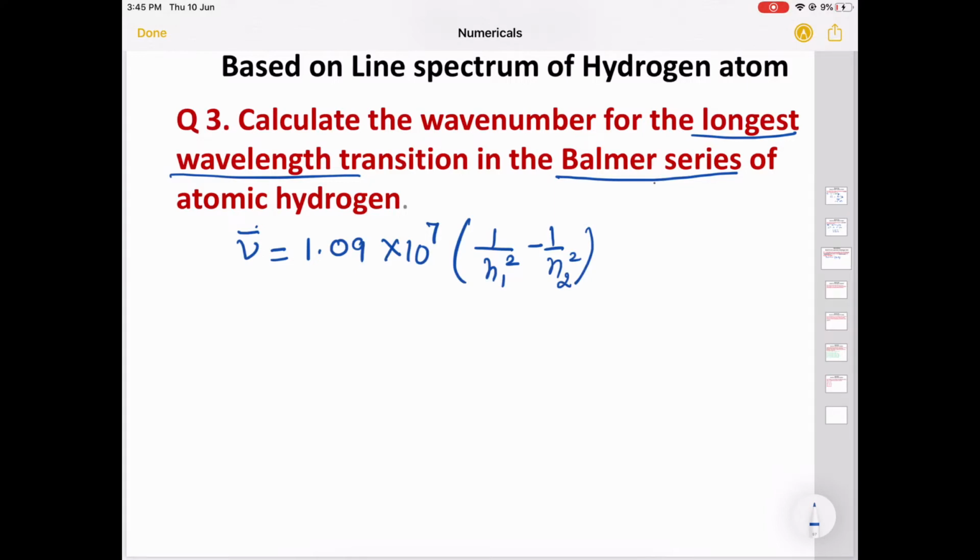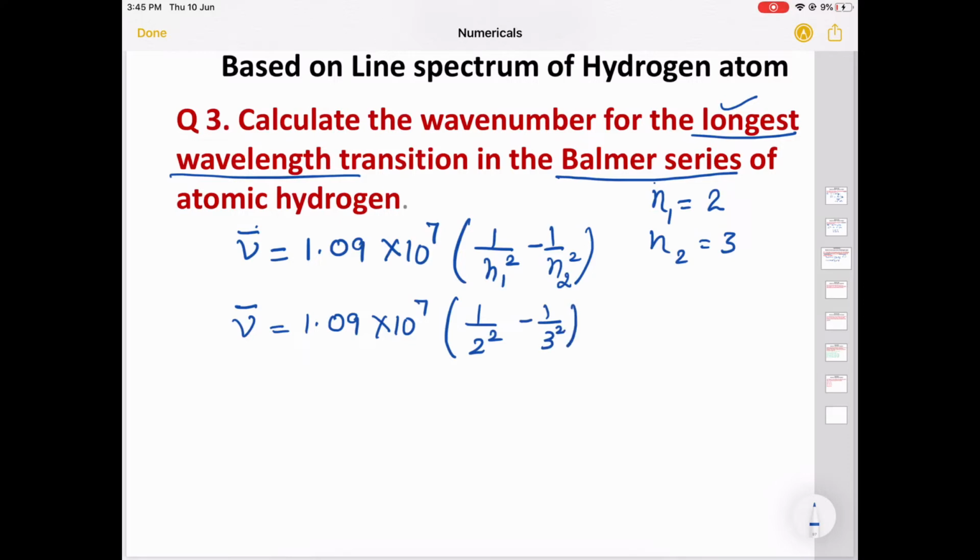This is Balmer series, so the value of n1 is 2, and longest wavelength indicates that n2 is equal to 3. So nu bar is equal to 1.09 into 10 raised to power 7 into 1 upon 2 square minus 1 upon 3 square. This is in meter inverse.